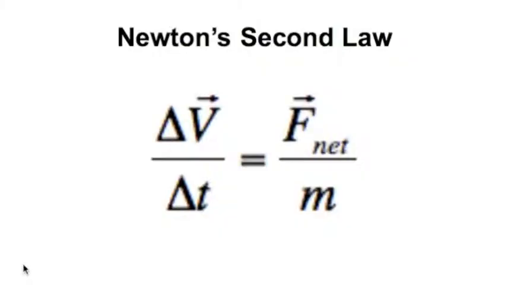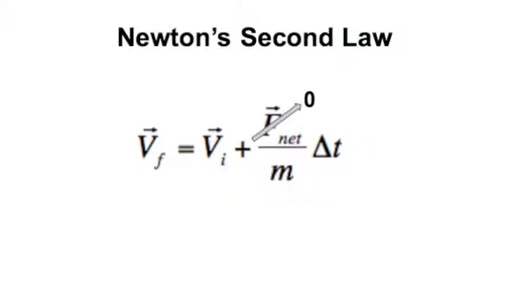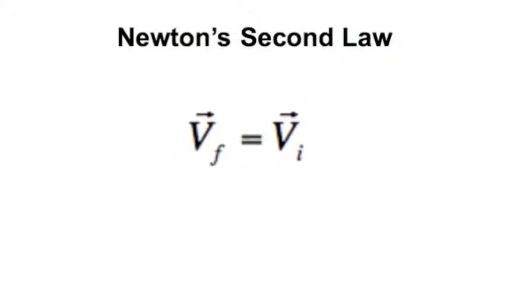The predicted values were found using Newton's second law, which is shown here. This can be rearranged to be V final equals V initial plus the net force over mass times delta t. Because the ball was rolling at a constant velocity, the net force is assumed to be 0. Therefore, this makes V final equal to V initial for the computational model.